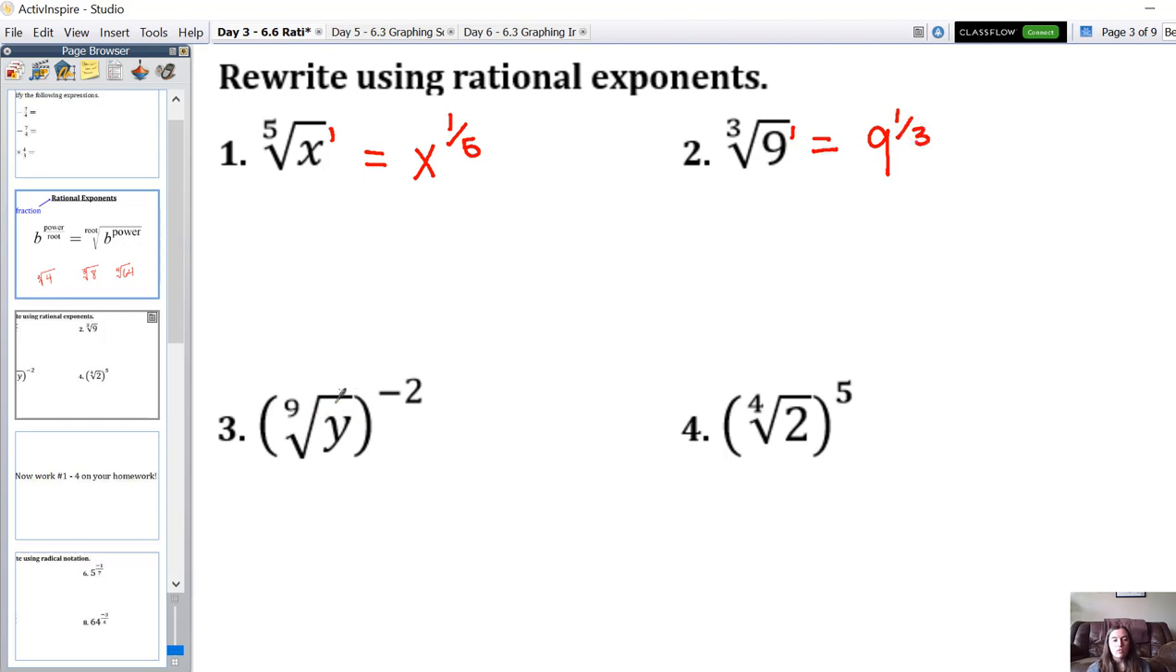This one, we've got the exponent outside of our parentheses. We can do this two ways. We can either go straight into saying y to the 1 over 9 to the power of negative 2 and then multiply that negative 2. That gives us y to the negative 2 over 9, which is then 1 over y to the 2 over 9. Or you can go right ahead and go from the original to this step.